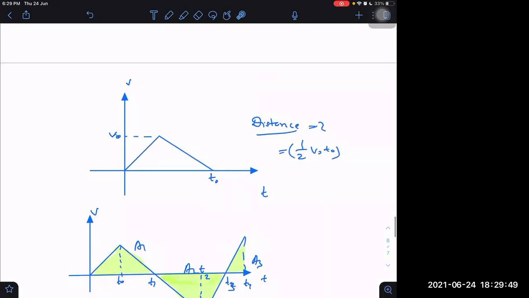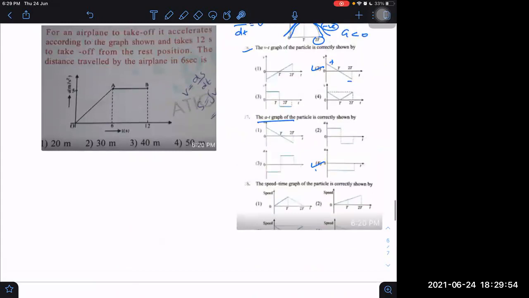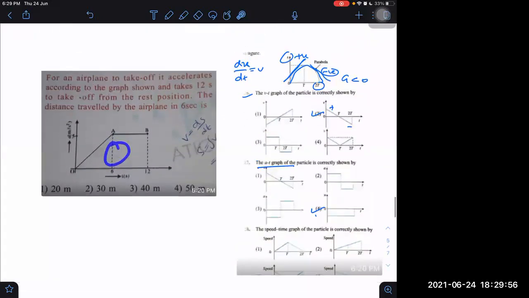So what was I doing here? This was already discussed, I think. Now this question here, can we answer this question or not? Let us check once. For an aeroplane to take off, it accelerates according to the graph shown and takes 12 seconds to take off from the rest position. The distance traveled by the airplane in 6 seconds, from rest up to 12. 6 seconds means up to this only, I think.